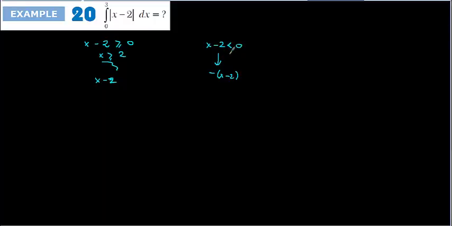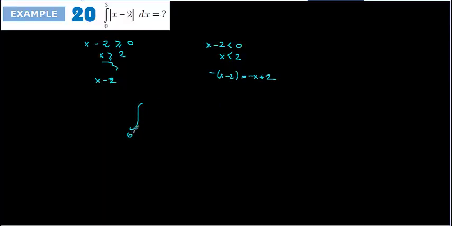And x minus 2 here is going to be equal to, I forgot to tell, when x is less than 2, it's going to be minus x minus 2, which is equal to minus x plus 2. Then we have again two intervals.